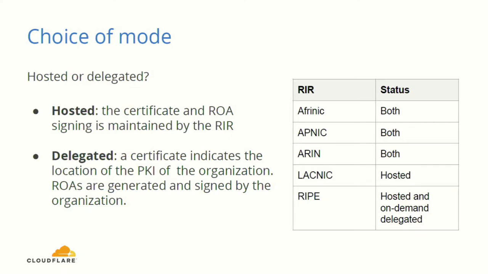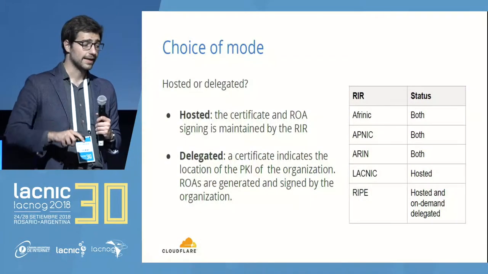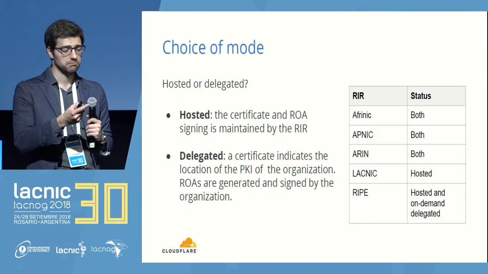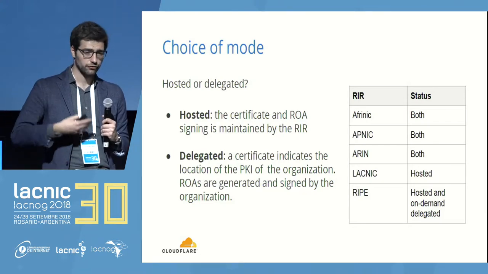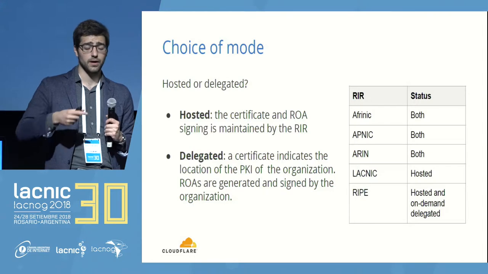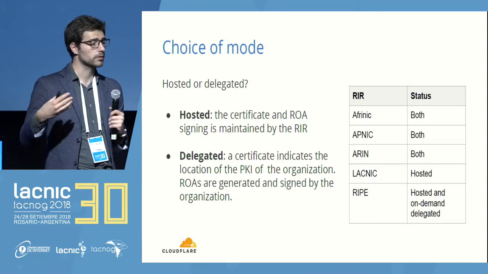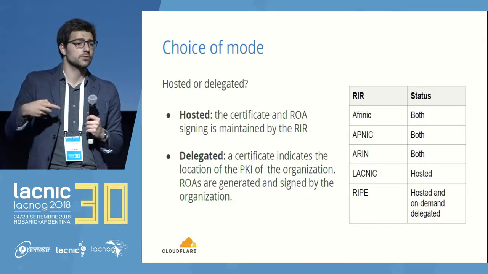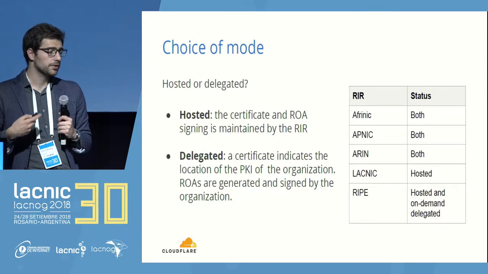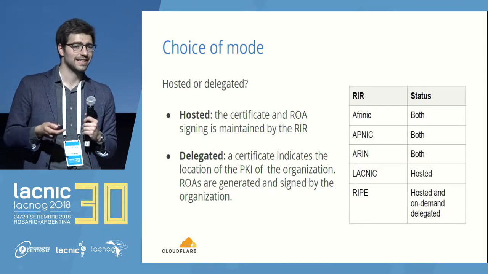So we have to make a choice of mode. We have to choose between hosted or delegated. With hosted, you trust the registry to do the ROA generation. You say, I want to create an ROA for this route. In delegated, the registry says, my PKI, Cloudflare has this PKI at this address, and they manage their own ROAs. They can generate them, and you check in the certificate which ones they're allowed to use. So I did a quick overview of all the registries, to see if they supported both, because right now we're using hosted, but for better automation, delegated is better.